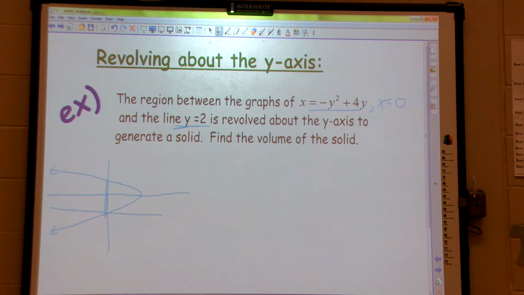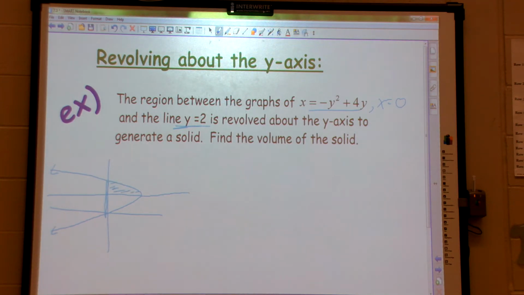So now you might be asking, well, which chunk is it? This chunk? Because that's in between the curve and the line, right? Or this chunk? They're the same, right? So you can pick one. It doesn't matter which one you want to pick. The top one. So this is my area.